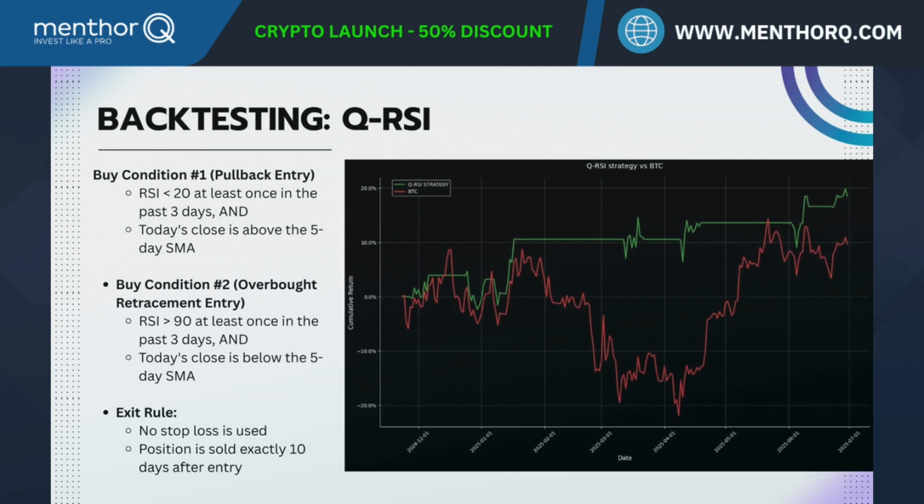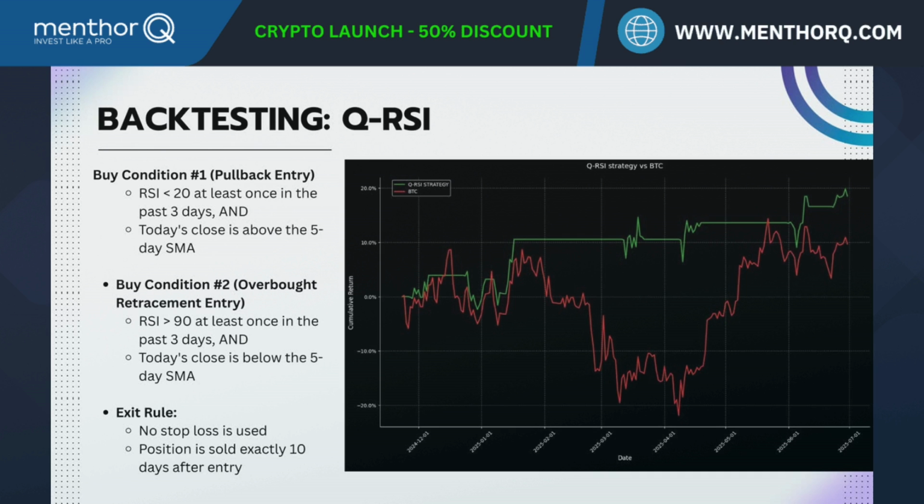Then we have a backtest of our RSI, and this one gets a little bit more tricky, but we're going to try and explain how this works. So we have 2 buying conditions, and we are only going long using the indicator. We go long when we see what we call a pullback entry. So we go long when the RSI is less than 20, at least once in the past 3 days, and today's closing price is above the 5-day simple moving average.